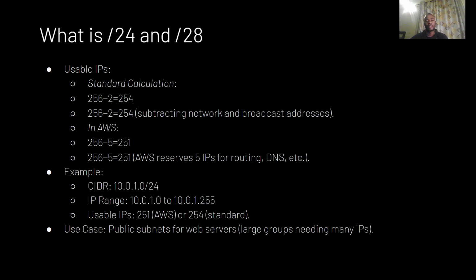So what do we mean by standard calculation? If you are doing this outside AWS, not in the AWS environment, let's say in your own environment, you would subtract 2 addresses: the network address and the broadcast address. The network address is the first address you get for your subnet, and then you get the first usable address. And when you come to the last bit, you get the last usable address, and then the broadcast address. It's structured that way just for clarity and usage.